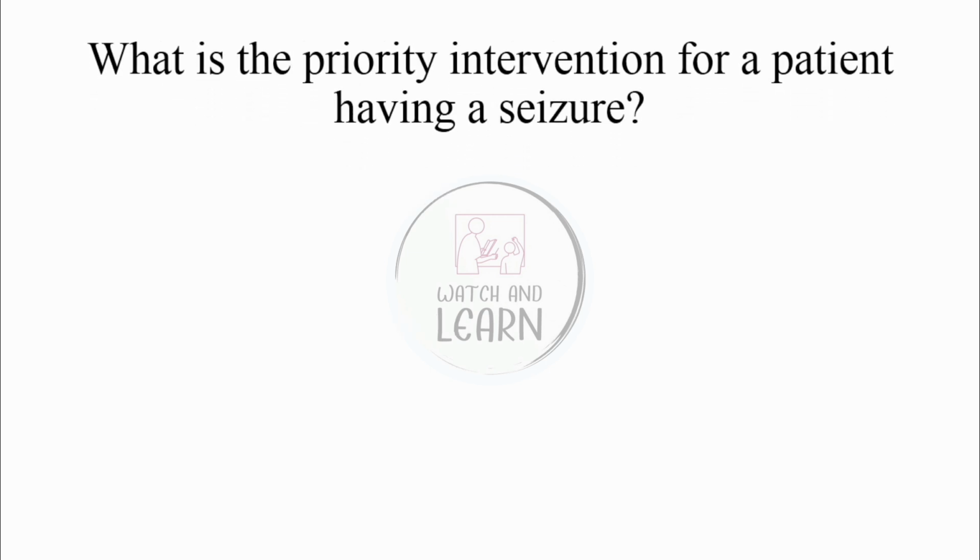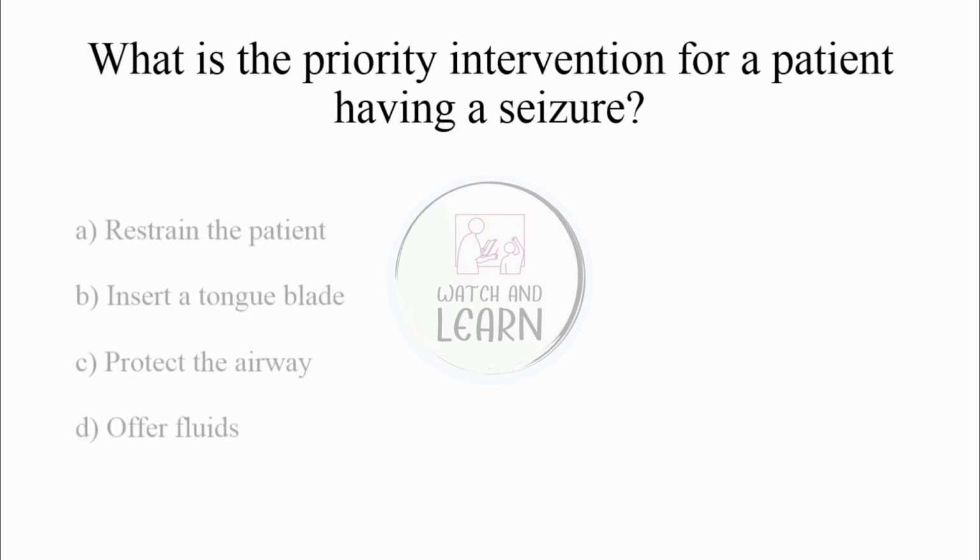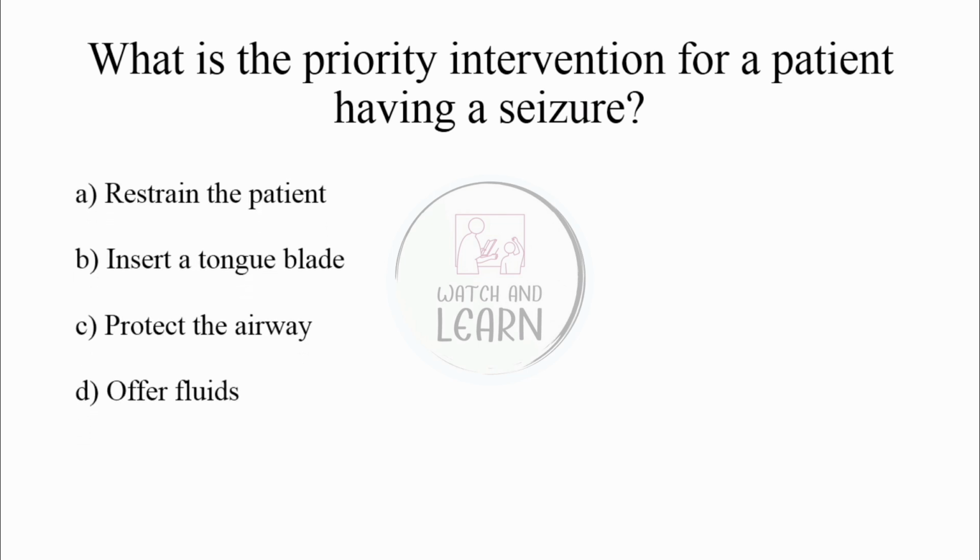What is the priority intervention for a patient having a seizure? Options are: option A, restrain the patient; option B, insert a tongue blade; option C, protect the airway; option D, offer fluids. The right answer is answer C, protect the airway.